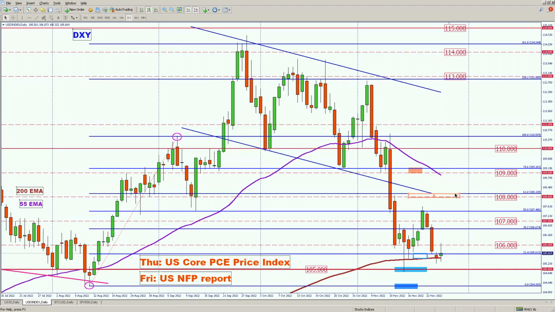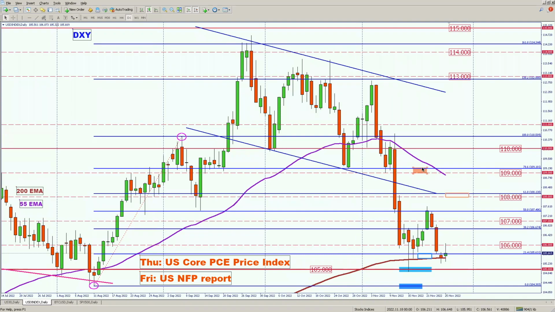So this is going to be the interim resistance, and right above that, major resistance with the daily 55 and the 109 and the previous swing lows.